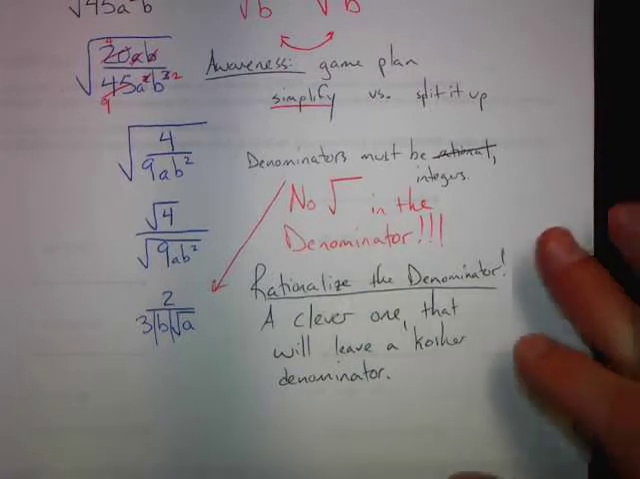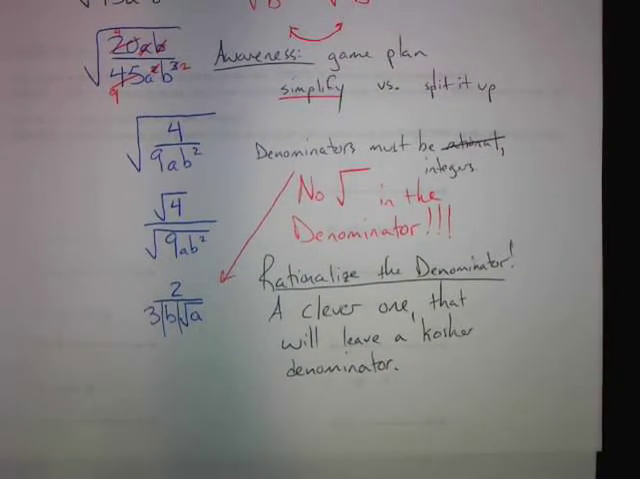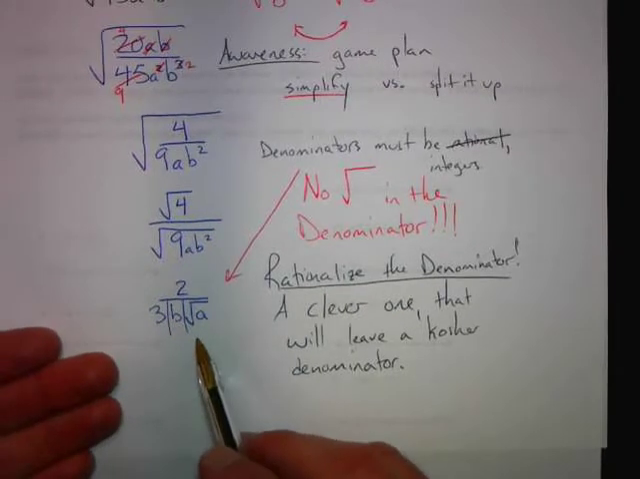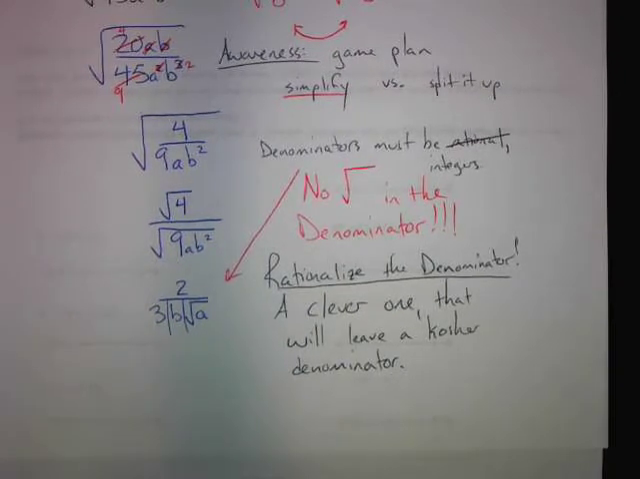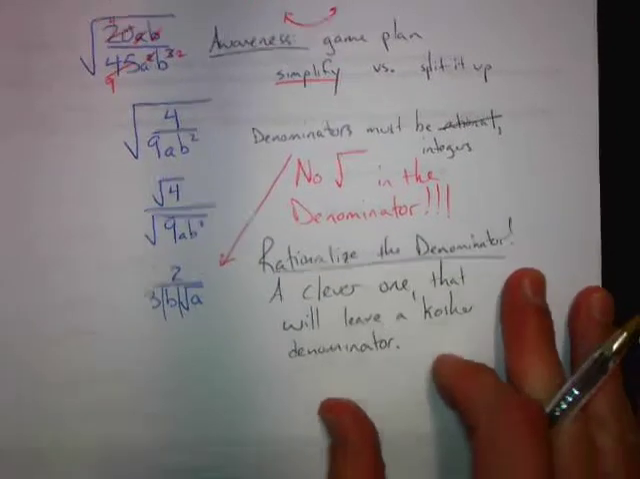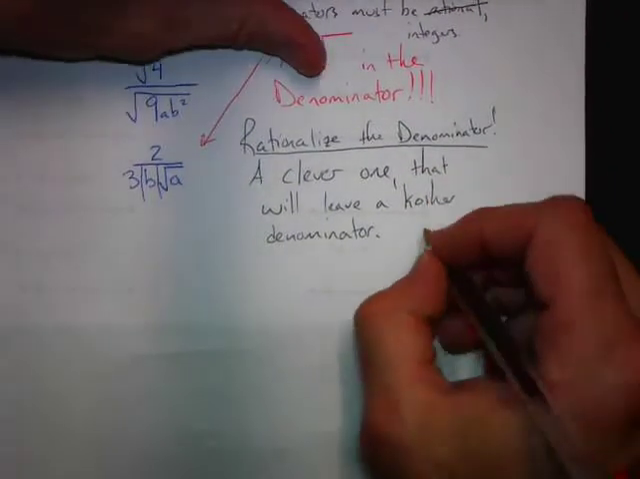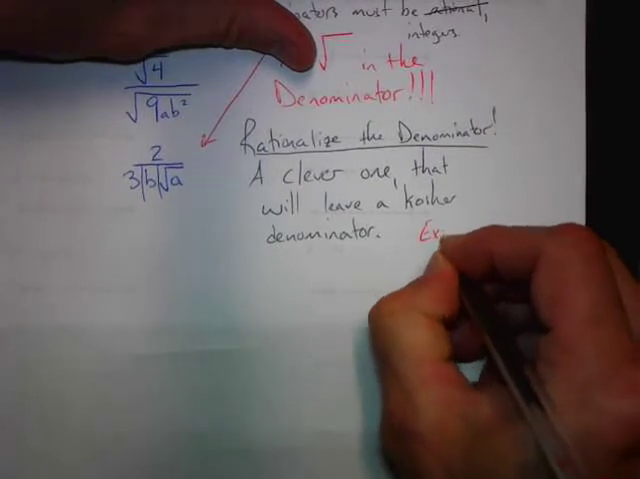Because we can't have radicals in the denominator. So here's the question, and this is where things get nuts. I have the square root of a in the denominator. How in the world can I get rid of the square root of a? So let's go over a couple of examples, and then we'll be able to finish that problem.